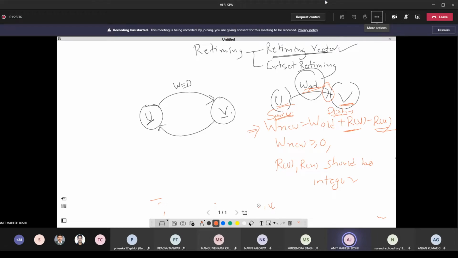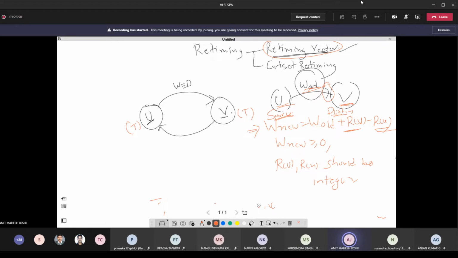Now I need to apply this concept. Let's consider that I am talking about the retiming vector concept now. For this particular graph, let's assume that here the delay is t, here the delay is t. So t is the delay which is being defined.